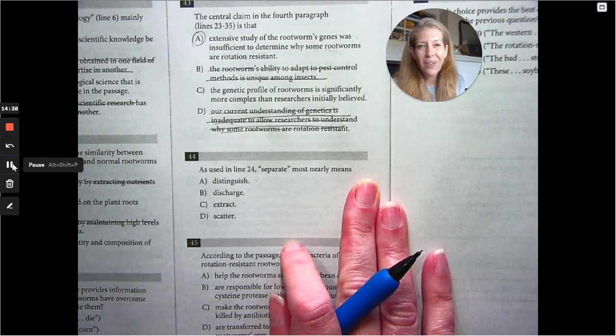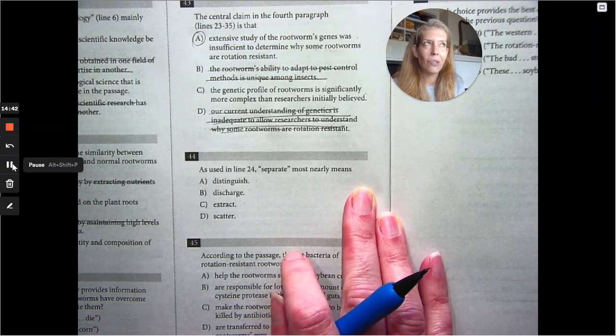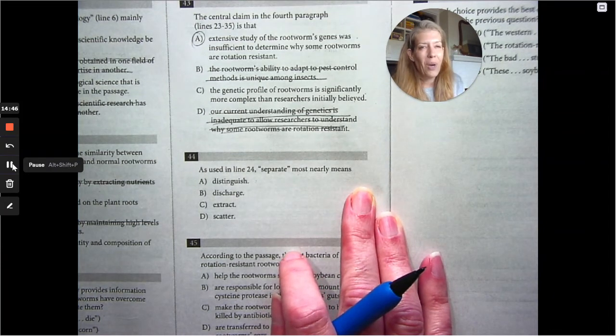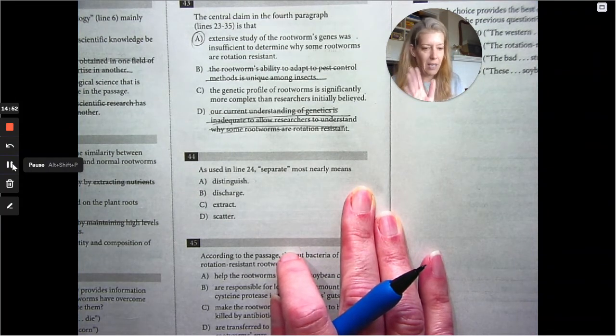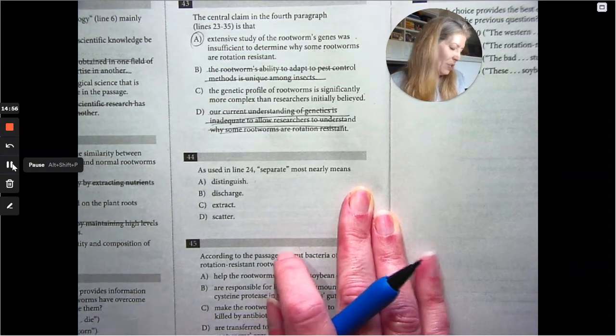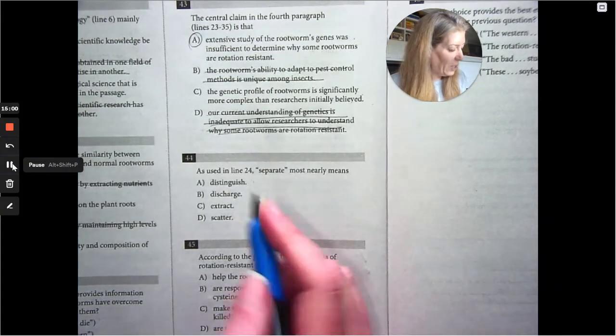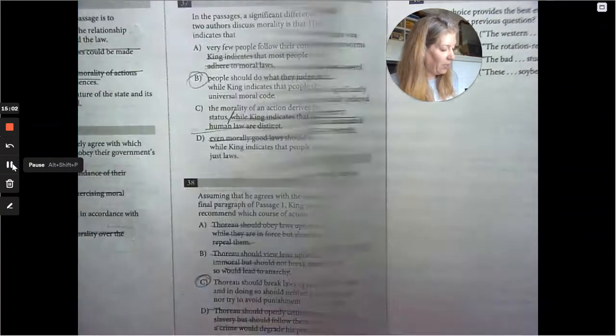So, when you see something that is just stated so similarly to the hypothesis or theme or whatever it is you're looking for, I hope that at some point after our practice it's just so clear that you're just like, oh, that says it, that says it, that says it. That's my wish after we study together for a while. Okay, line 44. As used in line 24, separate most many other means.